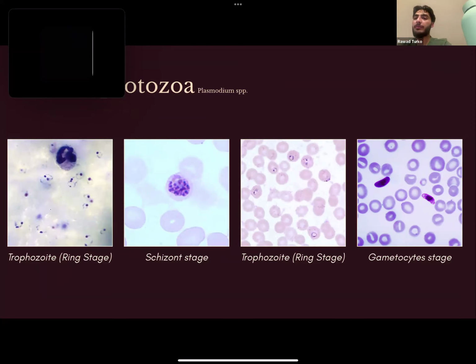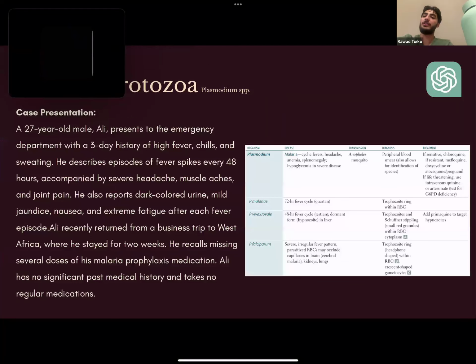All right. Perfect. So again, let's do the clinical presentation. So 27-year-old Ali, 3-day history of high fever, chills, and sweating. Episodes of fever spikes every 48 hours. So this is what? Cyclic fever, accompanied by severe headache, muscle aches, and joint pain. Okay, so some fatigue, dark colored urine. So the dark colored urine is telling you that this is hemolytic anemia. Not that important, but it's another sign. Mild jaundice, nausea, extreme fatigue after each fever episode. So extreme fatigue is telling you that this is anemia.